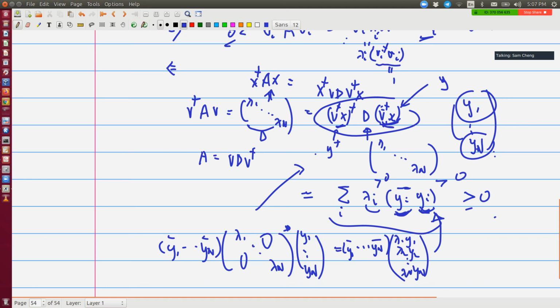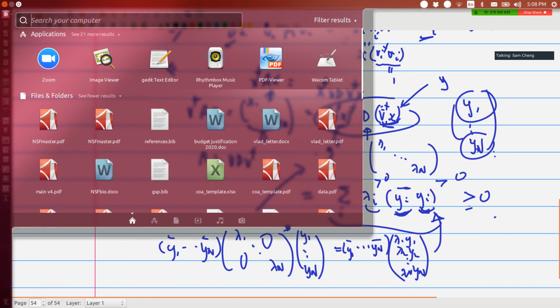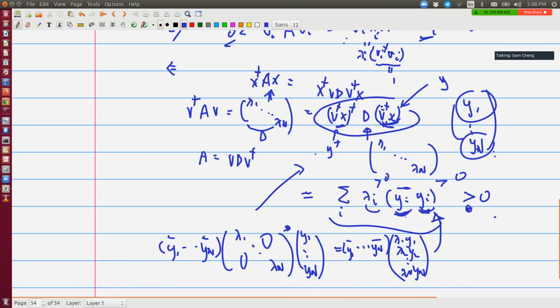I'm just saying that this will be bigger than 0. That's the whole point: if all the lambda are bigger than 0, then this will be bigger than 0. If any one of the y is not equal to 0, this will still be bigger than 0. It equals 0 only if y1 to yn are all equal to 0.